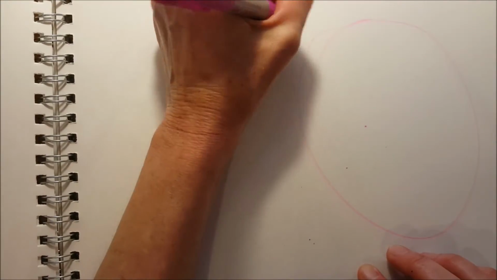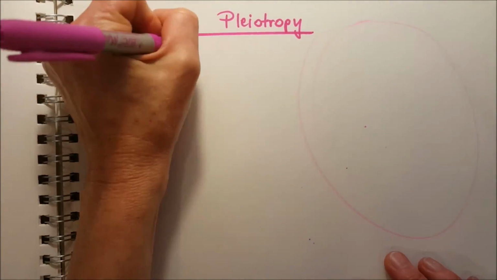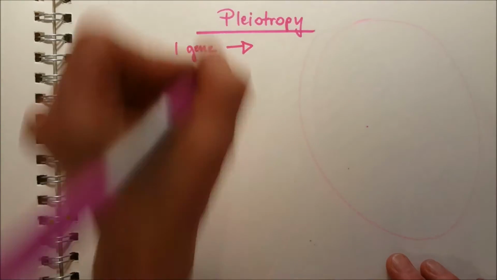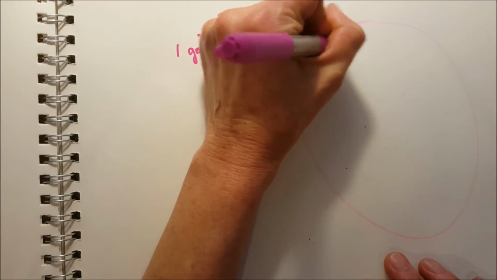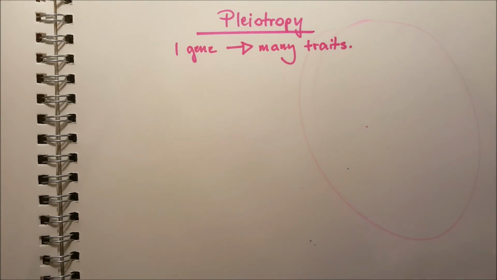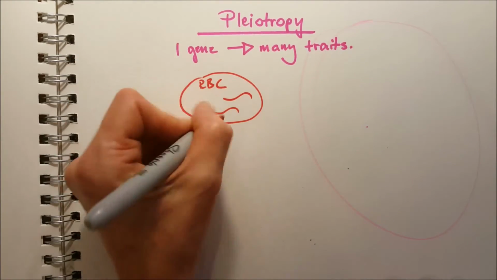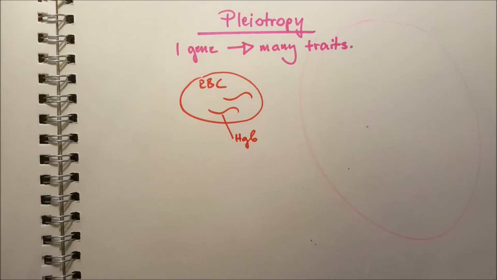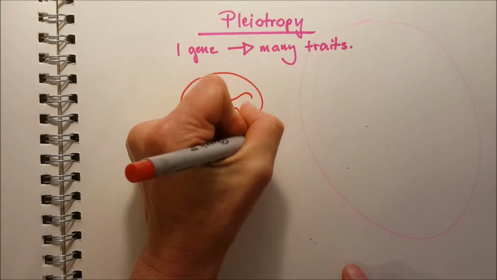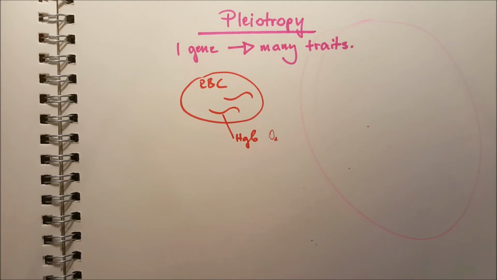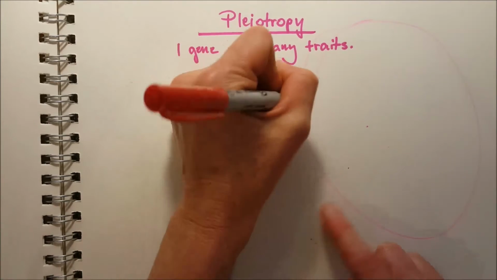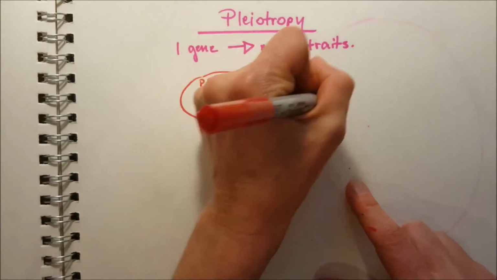Pleiotropy. Pleiotropy means one gene can cause effects on many traits. Now again, red blood cells. The red blood cell contains hemoglobin. The hemoglobin is important to carry oxygen from the lung to the different cells in the body.